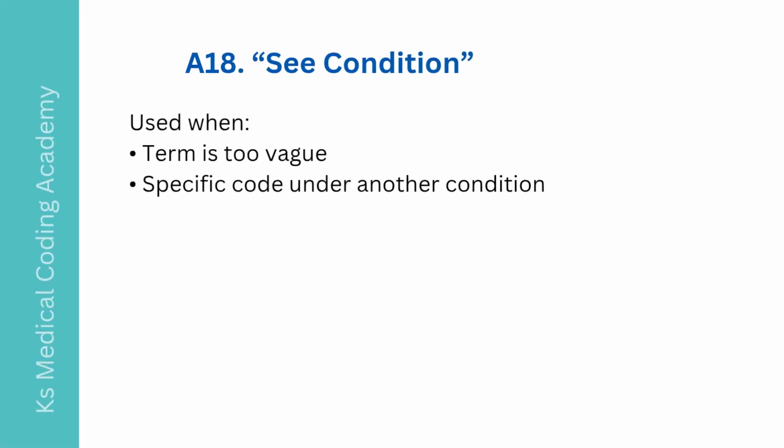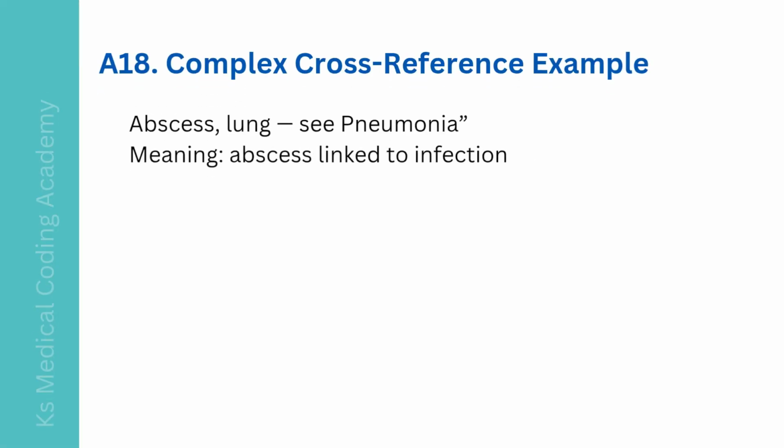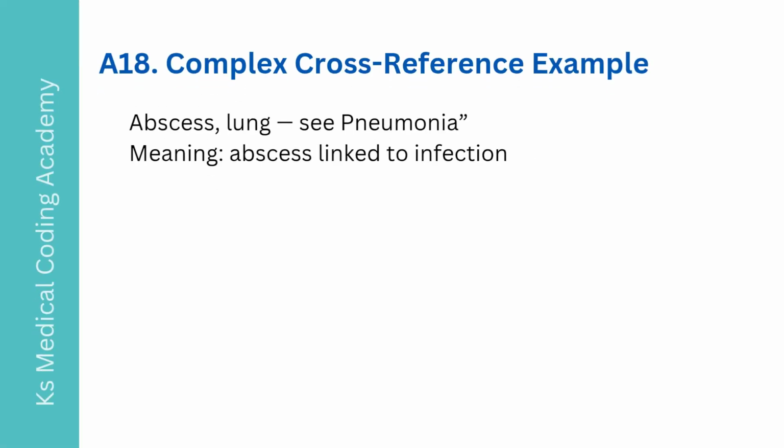See condition. When the index says "see condition," it means the term you looked up is better coded under a different condition heading. Always follow that direction to the appropriate entry. Complex cross-reference example. For example, abscess, lung, see pneumonia. This tells you that a lung abscess is treated as an infection and coded under pneumonia entries when appropriate.